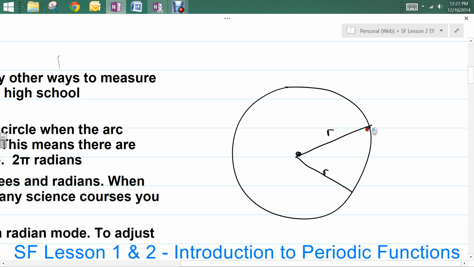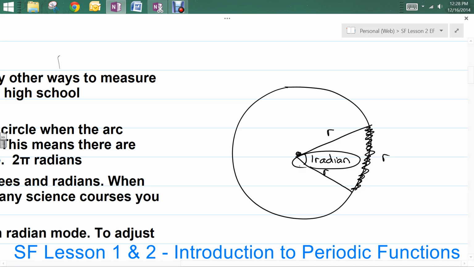If this section of the outside edge is the same as the radius, you've got this sector that is, for lack of a better word, equilateral in the sense that each side is the same. There's an angle in here, and this is 1 radian. That's what the definition is trying to say: if the length of an arc is equal to the radius of the circle, then the central angle is 1 radian. That's defined that way.